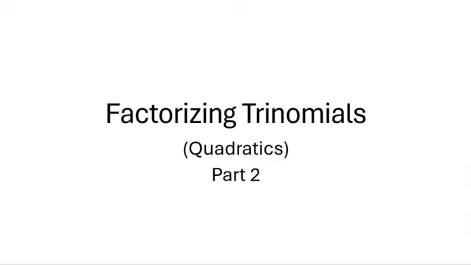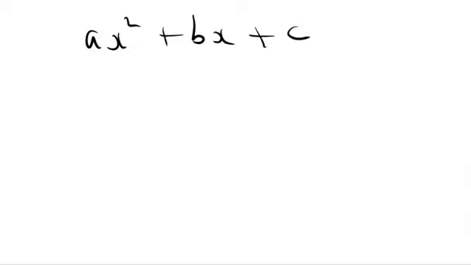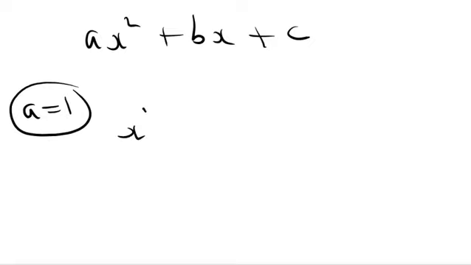Okay, in part 1 we factorized basic trinomials where the x squared coefficient was 1. In other words, the a value that you see here was 1. Now, if a is 1, for example, it could be x squared plus 5x minus 14.